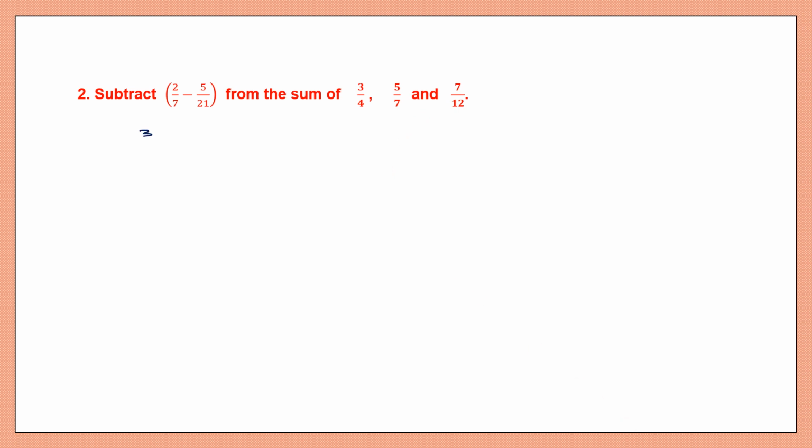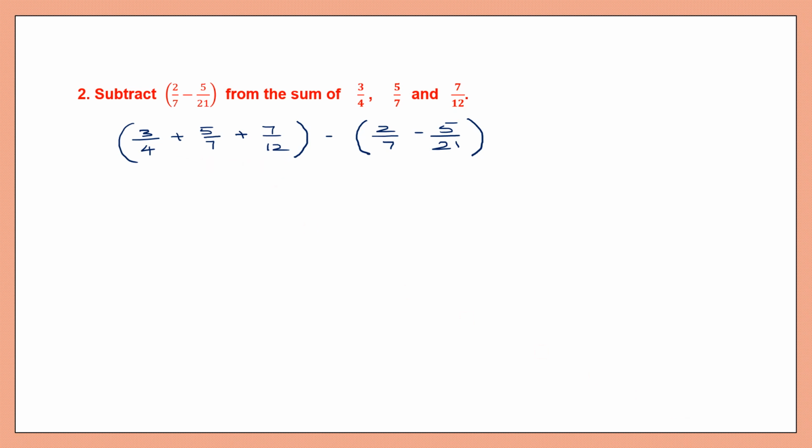So we can do it like this. We can say 3 by 4 plus 5 by 7 plus 7 by 12. Okay, so here we have to add up all these and subtract the other one, that is 2 by 7 minus 5 by 21. So we can put it this way also. So here anyway we have to work out what is within brackets. So we have to work out this addition sum and then we have to work out the subtraction here and subtract the two answers. So first let's begin with 3 by 4 plus 5 by 7 plus 7 by 12.